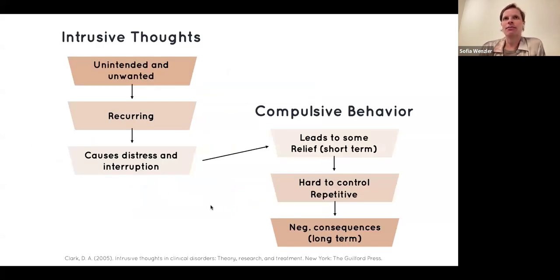So when I'm now going to talk to you about all of those other disorders that we find in this category, I want you to remember what we're looking for is intrusive thoughts, which I would define as unintended or unwanted, recurring and causing distress, and compulsive behaviors. And compulsive behaviors I would define as something that leads to relief in the short term, is hard to control and repetitive, and leads to negative consequences in the long run.